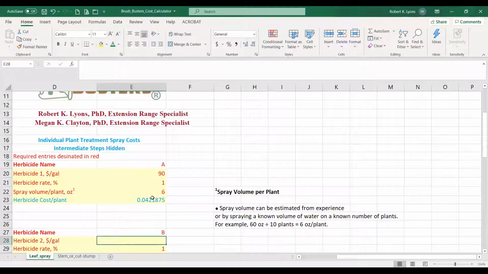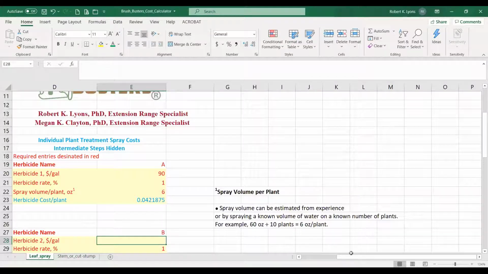And then you enter the spray volume per plant. This is where you're going to have to maybe do some experimenting on some typical plants that you're going to spray. So the way you would do that is spray several plants that are the size that you're going to treat, and calculate how much you sprayed per plant. So for example, if you use 60 ounces and you sprayed 10 plants, that would work out to 6 ounces per plant. So when you enter information there, what it does is it calculates herbicide cost per plant.